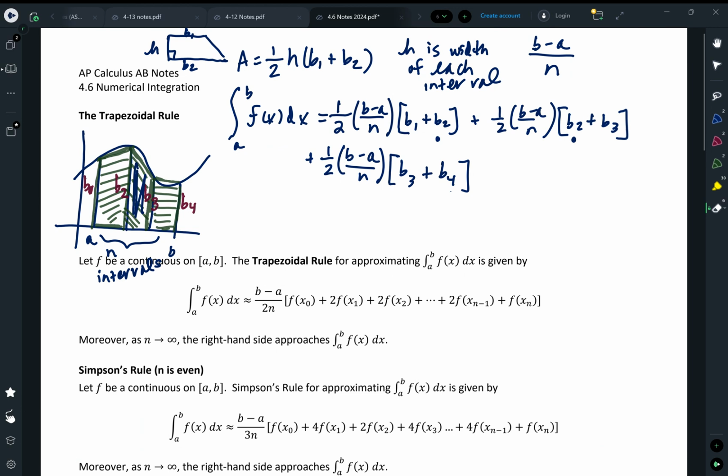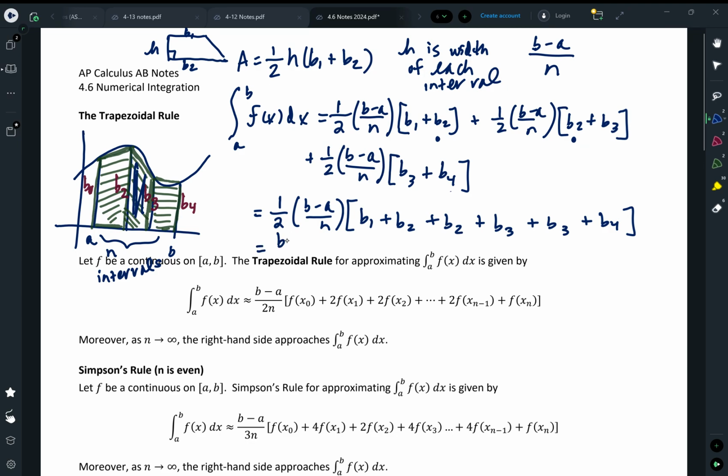The way I would simplify this is, at the very beginning, I could factor the 1/2 and the b minus a over n out of all of them. Then I would have b1 plus b2 plus another b2 plus b3 plus b3 plus b4. Then I want to make one more quick change. I'm going to put my fractions together and have b minus a over 2n. Then I would have b1 plus 2b2 plus 2b3 plus b4.